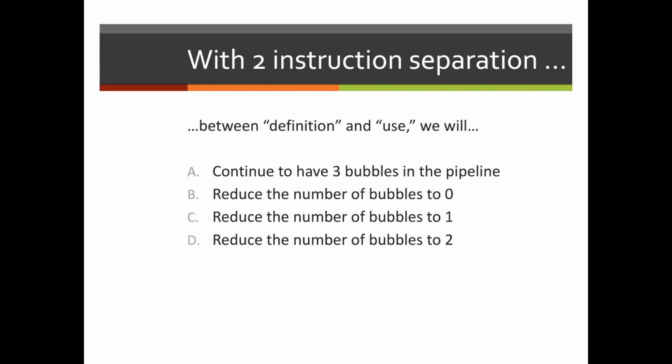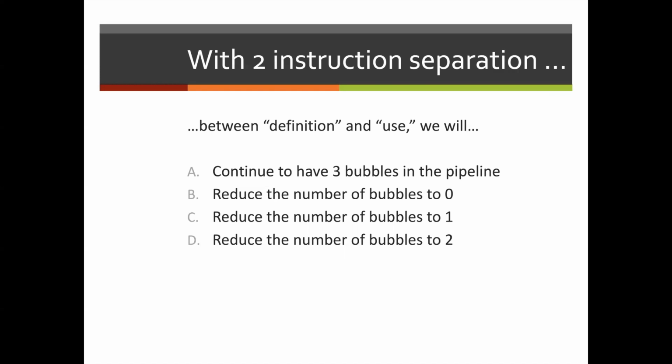Will this help our case and reduce the number of bubbles, or add additional bubbles? And so if we insert 2 instructions to allow for separation between register 1 being defined and register 1 later being used, will we continue to have 3 bubbles in the pipeline? Will it reduce the number of bubbles to 0? Will it reduce the number of bubbles to 1? Or will it reduce the number of bubbles to 2?